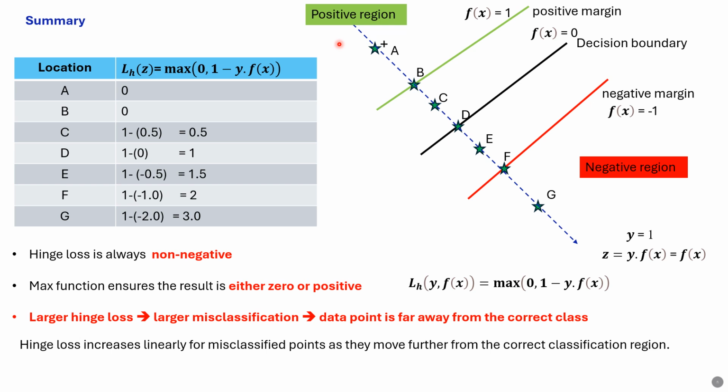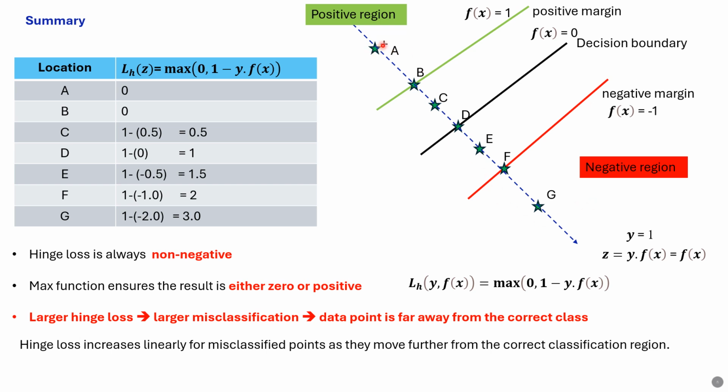Now we can summarize our results. This is the positive region, this is the negative region. f of x equals 1 on the positive margin, it is 0 on the decision boundary and negative 1 on the negative margin. And if we assume C is the midpoint between B and D, then at C, f of x is 0.5. Similarly, if E is the midpoint between D and F, then f of x at E is negative 0.5. Here we know in this area f of x is very negative. Then let's assume at G f of x is negative 2.